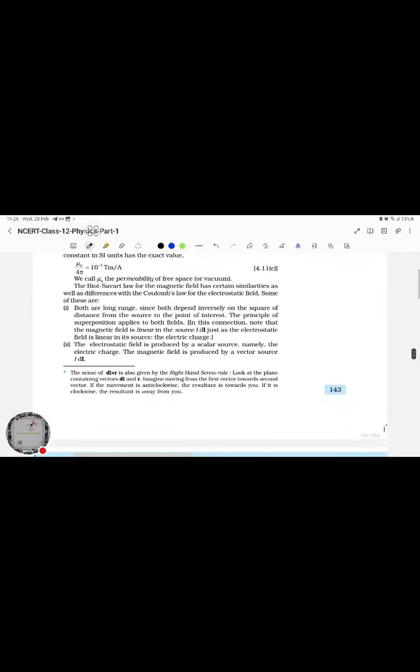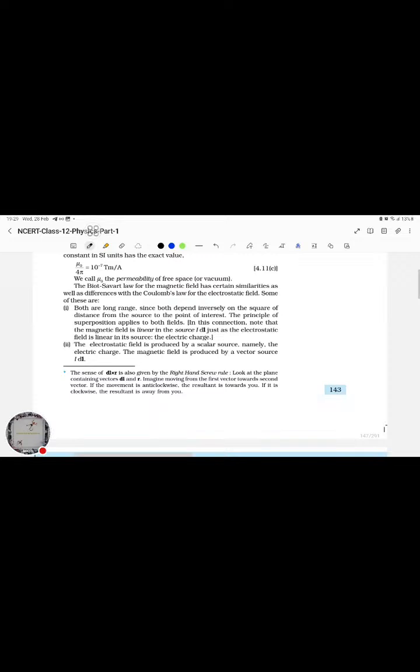Biot-Savart's law for the magnetic field has certain similarities as well as differences with Coulomb's law for the electrostatic field. Now that we have obtained two laws for fields and forces, it is important to have a comparative study so that it is easier for us to remember. Both are long range, since both depend inversely on the square of the distance from the source to the point of interest. The principle of superposition applies to both fields.